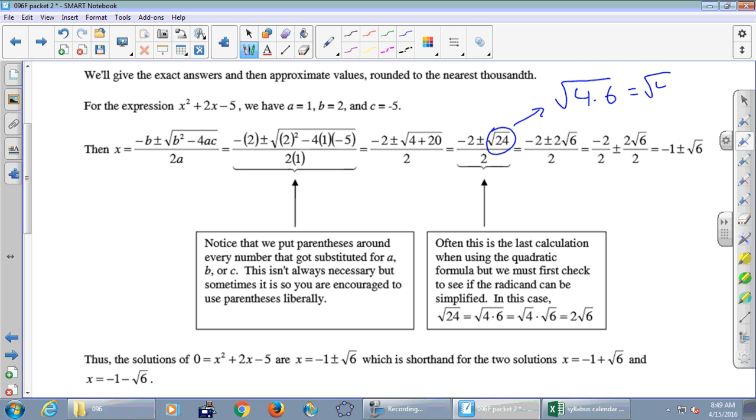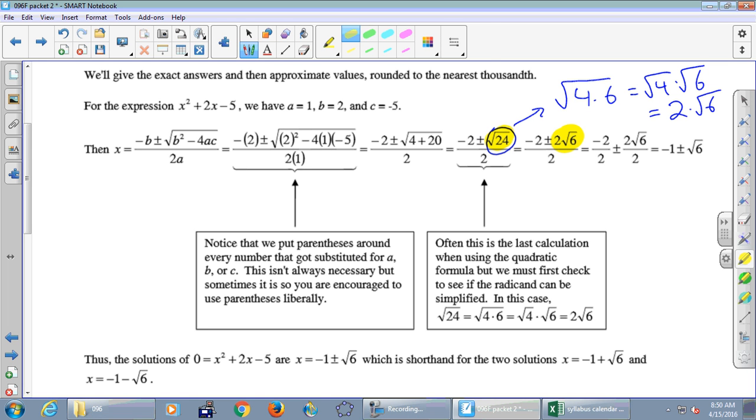And then we know we've got this wonderful property of radicals that says you can split it up when you have multiplication. And the square root of 4 comes outside as a 2, and the square root of 6 is still inside. And so the square root of 24 becomes 2 square root of 6.